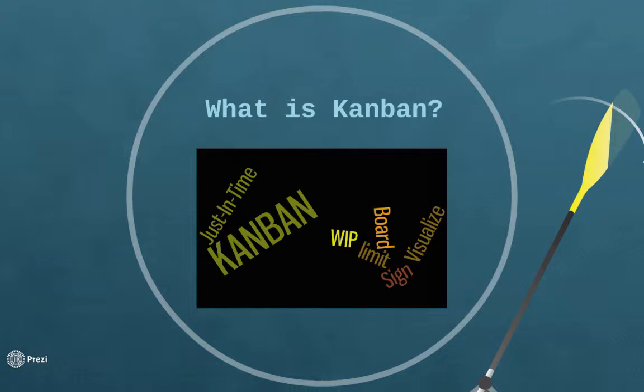The fourth is making policies explicit, making things clear, open, and transparent. Fifth is implement feedback loops. Kanban implements feedback loops at 2 levels: first, the individual and team level, and second, the organization level. Kanban also improves collaboration and evolves experimentally using models and the scientific method. Kanban improves collaboration by a daily team meeting to review the process, the board, and the flow of the work.